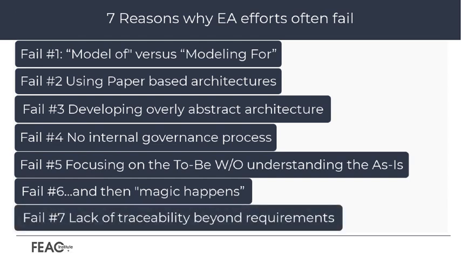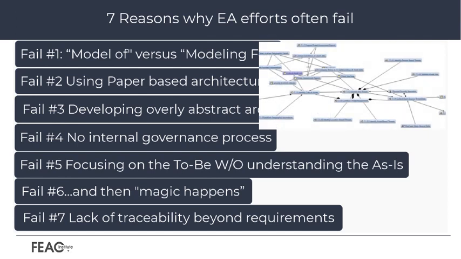Fail number 7, lack of traceability beyond requirements. Related to fail number 2, architects require the ability to look at the enterprise as a whole and not just tracing requirements in their allocation to system elements. Evidence of this fail is the inability to look at changes such as modernization or deprecation to non-critical or supporting system elements and address concerns around risk and resources, thus impacting successful implementation and operation decisions.